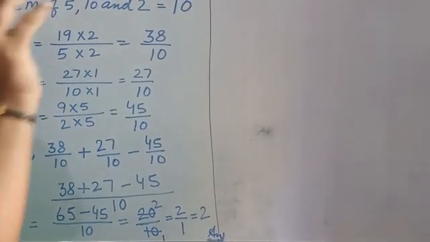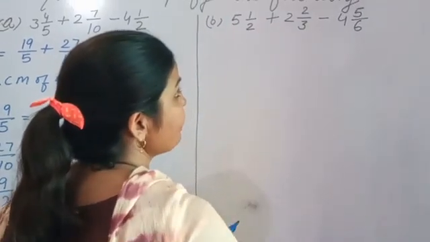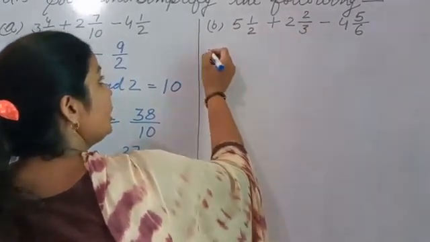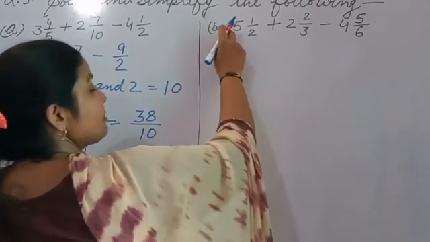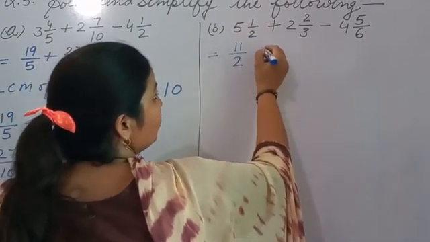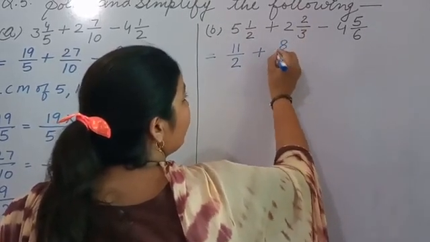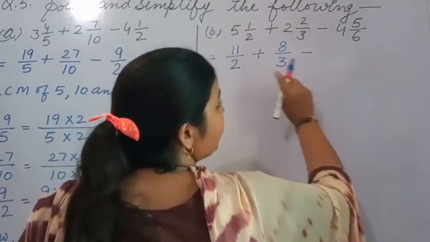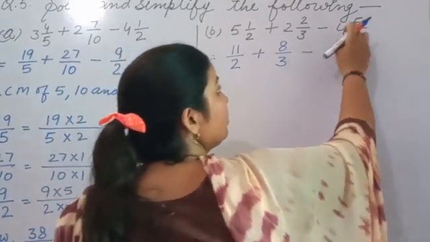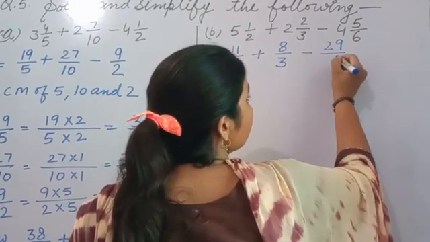Now it's the B part. B part is also the same. There is also a mixed fraction given. So firstly we change them into improper fractions. 2 5s are 10. 10 plus 1, 11 upon 2. Plus 3 2s are 6. 6 plus 2, 8 upon 3. Minus 6 4s are 24. 24 plus 5, 29 upon 6.